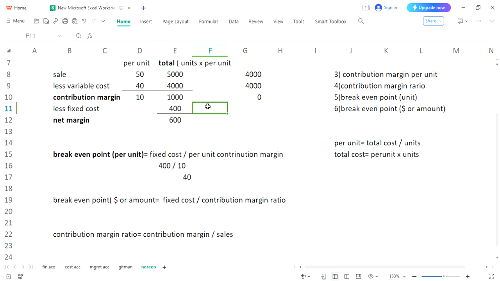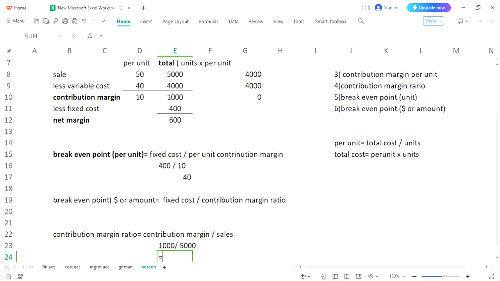You will write 1000 first, and then you will divide it by sales. Amount of sale was 5,000, you can see over here. After dividing 1000 by 5000, you will get the contribution margin ratio.